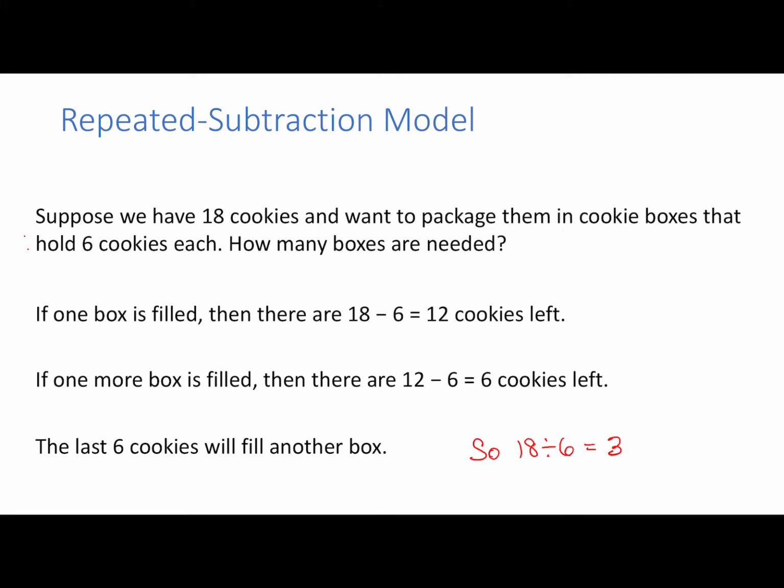What did I do? I subtracted 6 from 18 until I got down to 0. Okay, so my conclusion here is that 18 divided by 6 equals 3. This should bring to mind for you the repeated addition model that we used to introduce multiplication in the last unit.